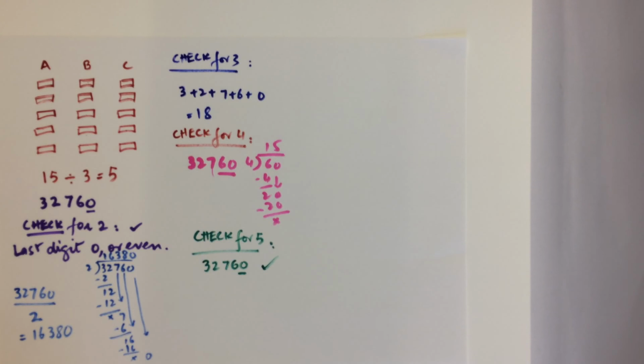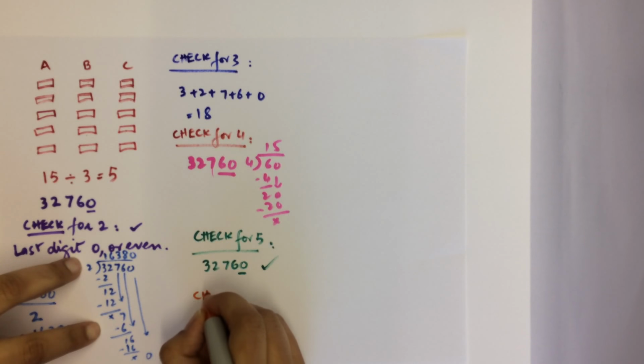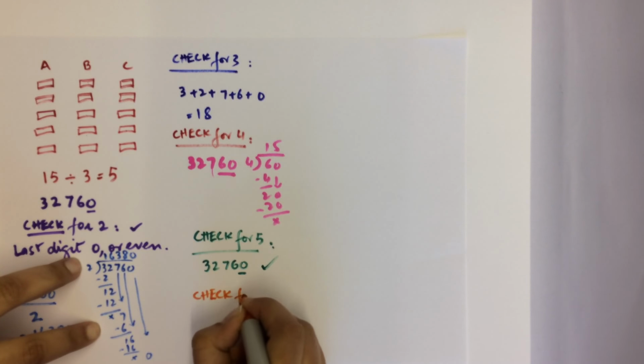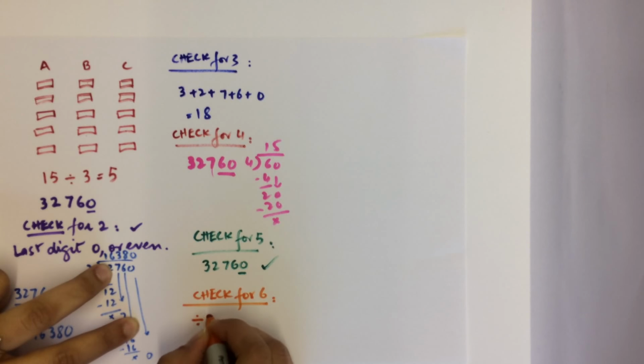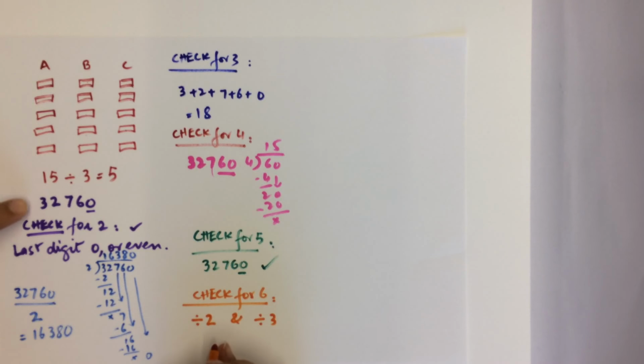Moving ahead, check for 6. The check for 6 is that the number should be divisible by 2 and divisible by 3. Now this number is divisible by 2, that's right. It is divisible by 3, that's right. Hence the number is divisible by 6. Now this check is a little shady. It is not 100% applicable every time. There may be some exceptions, but usually the check works well.